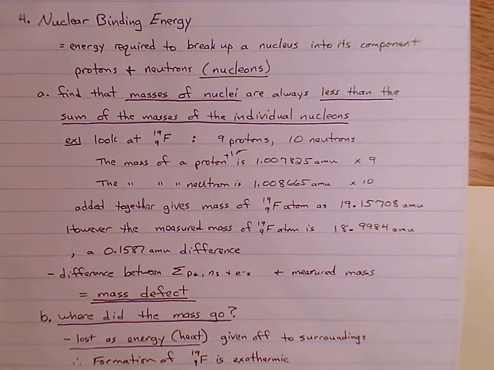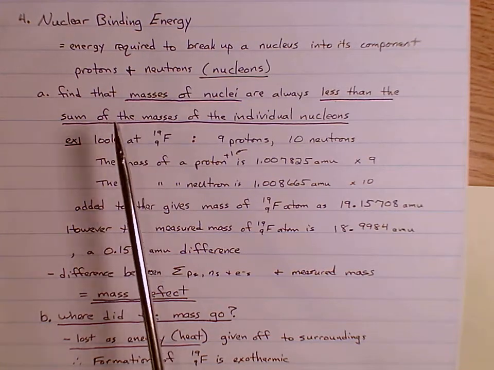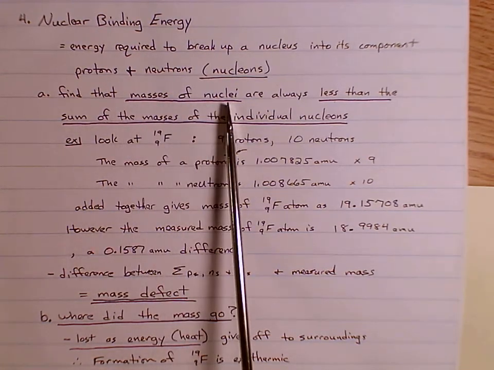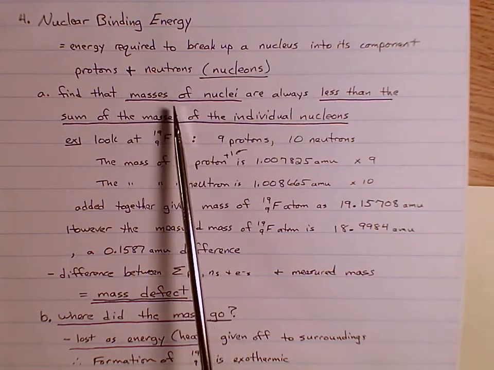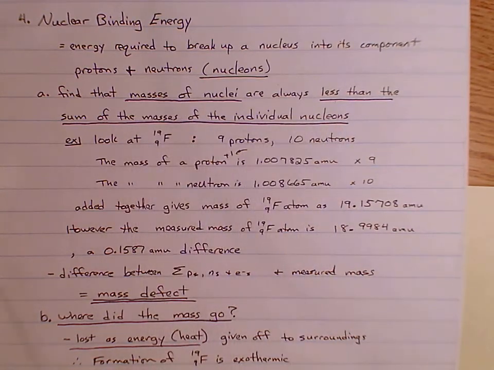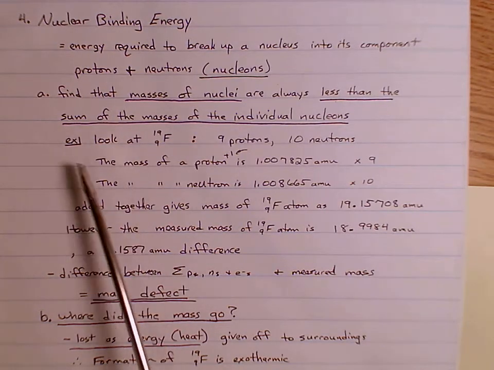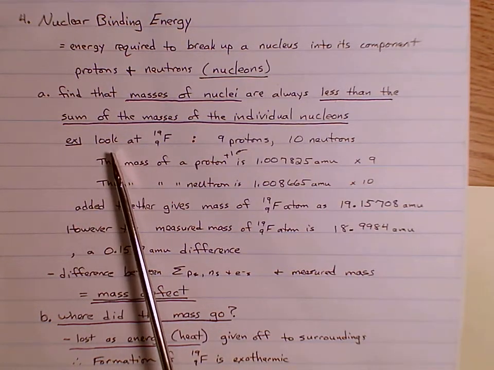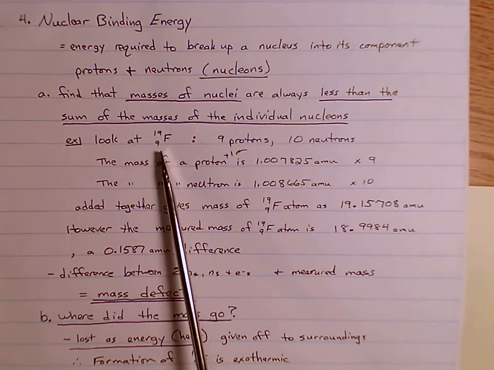One thing that's interesting though, when we look at the mass of a nucleus of an atom, we always find that the mass of the nucleus is less than the sum of the masses of the individual nucleons. What do we mean by that? Well, we'll take a look at this. Let's look at the fluorine-19 nucleus.